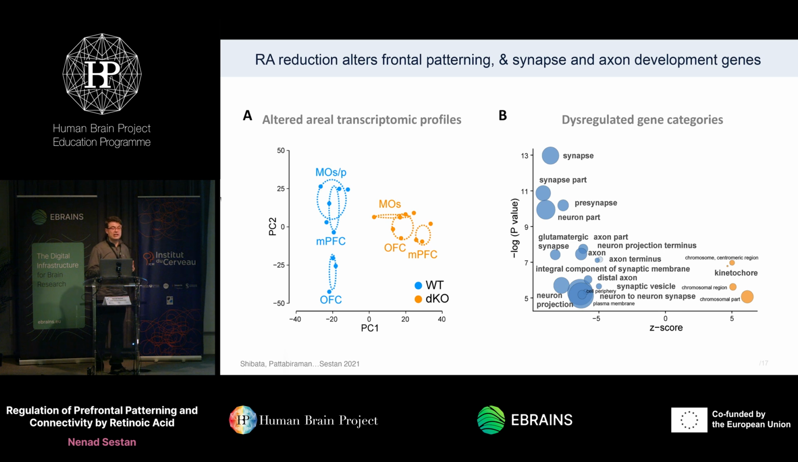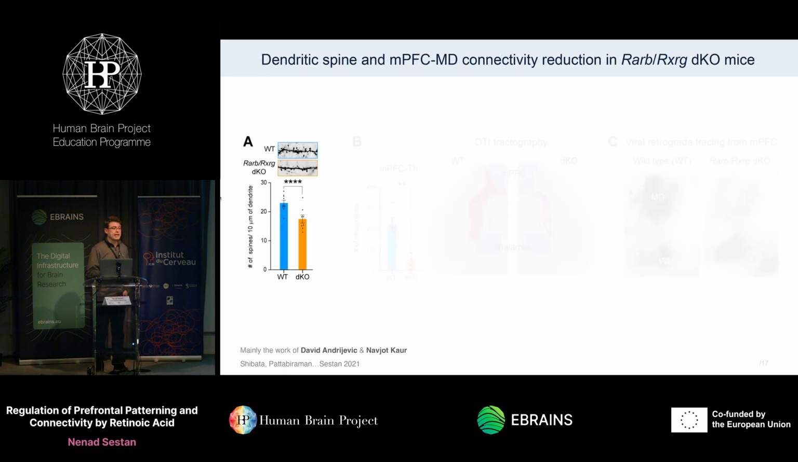and we found that actually they are related to, again, similar categories of genes that were also upregulated in embryonic and fetal human prefrontal cortex and macaque. So those are genes related to synapse development, glutamatergic synapse, and neuron projections. So we wanted to test whether there are any changes in connectivity.